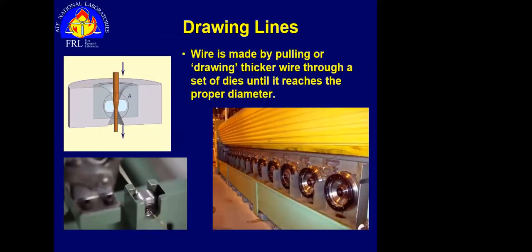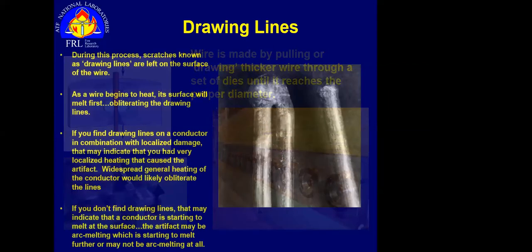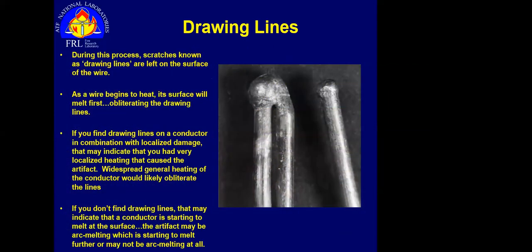When I talked about those longitudinal lines earlier, I was referring to these copper drawing lines. The way copper wiring is made is you take a blank or a cylinder of copper, and you draw it through successively smaller dies until it gets to the proper diameter. Because you're pulling it through these dies, you're creating tool marks on the surface of those conductors. Those tool marks, you can see here, these longitudinal lines running the length of the conductor, they're scratches or tool marks, whatever you want to call them.